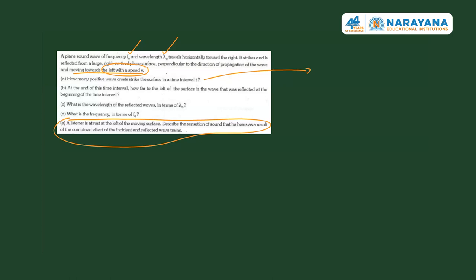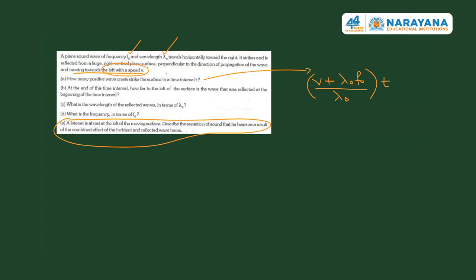So how many positive wave crests will strike it in time interval t? So basically think about the number of signals that he has transmitted in t. Just look upon that number that he has transmitted in t. So seems like (v plus lambda naught f naught) upon lambda naught, right? And this whole multiplied by t. Check that.